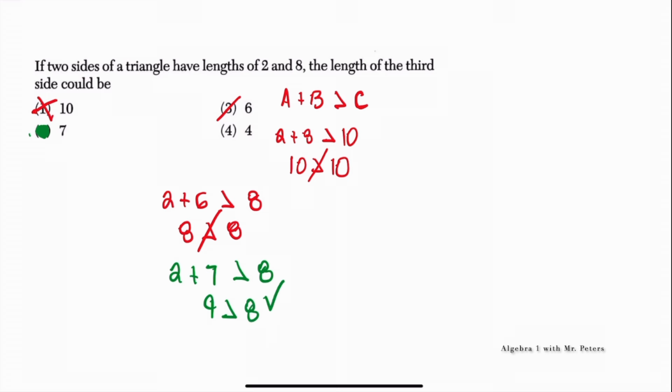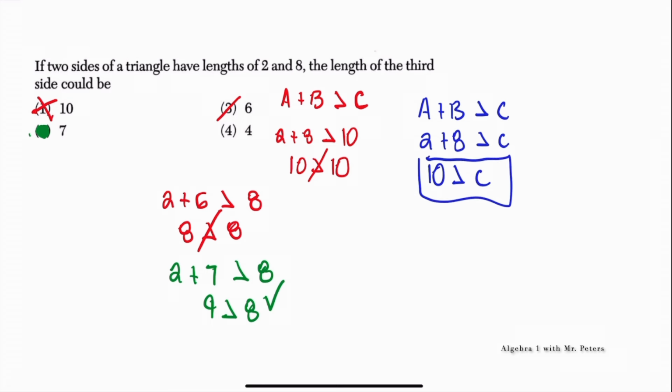Now, sometimes what your teachers may do is they may make you come up with an expression to help you determine the actual answer. So what does this expression look like? Well, let's do this. So we have A plus B is greater than C. We substitute 2 plus 8 greater than C. So that means 10 is greater than C. If you write it in terms of the variable, it means C is less than 10. So that's if C is the largest side.